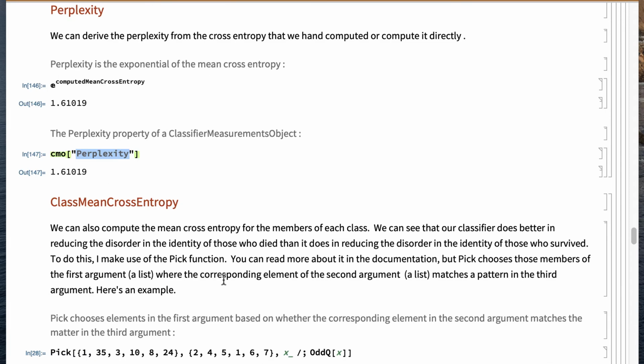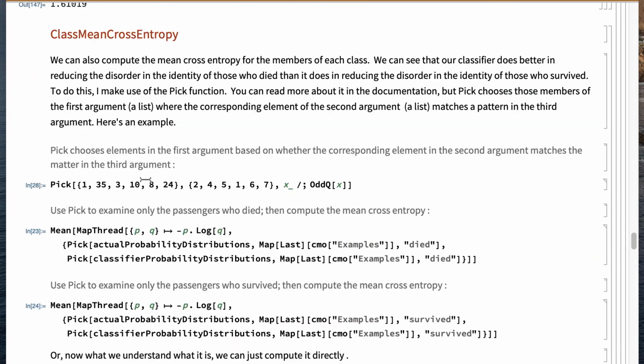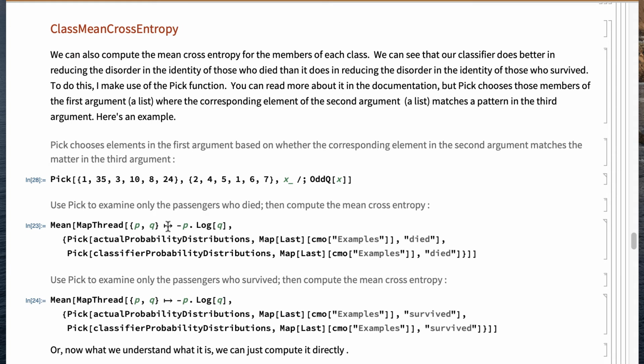All right, there's also the class mean cross entropy. And this is not really conceptually any harder. It's saying, hey, what's the cross entropy for people in each class? You only want to look at the people, for example, who survived. What's their mean cross entropy? And then you want to look perhaps at only the people who died and ask what's their mean cross entropy. So the code here is very, very similar to the last code. The only thing I've had to do is use a function called pick.